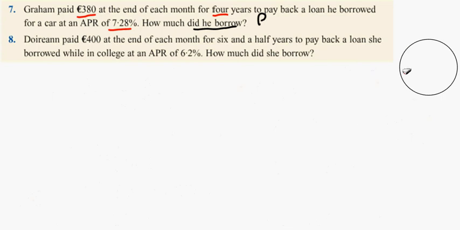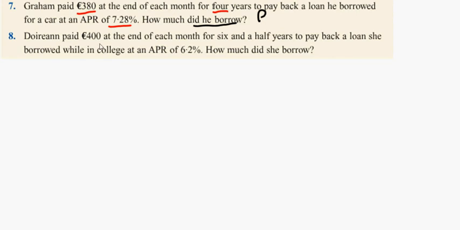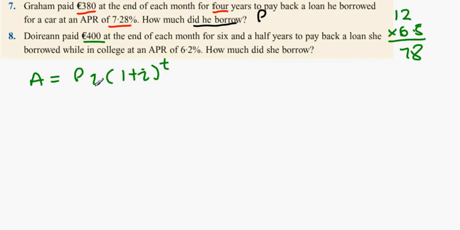Okay, on question 8, what we have here is Dorian paid $400 at the end of each month for 6.5 years. So it's going to be 12 multiplied by 6.5, and 12 multiplied by 6.5 happens to be 78. So this is 78 months. Okay, and we're going to write down our formula. A equals P multiplied by I, 1 plus I to the power of T all over 1 plus I to the power of T minus 1. Please remember these are monthlies.